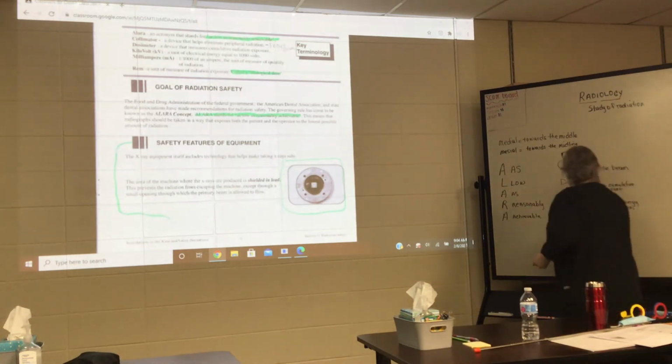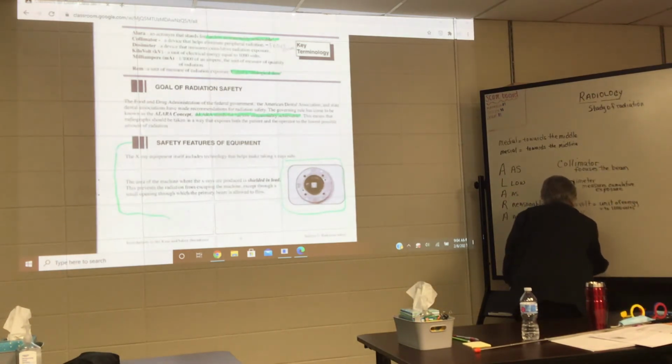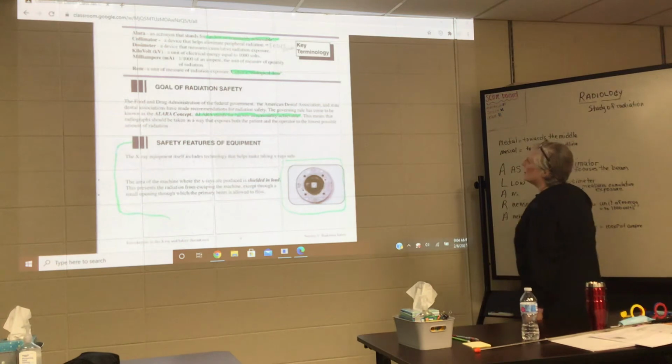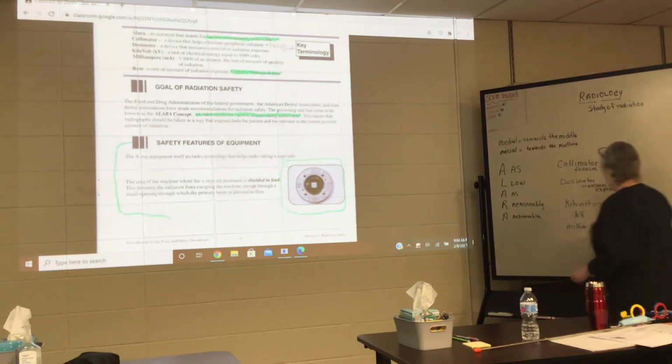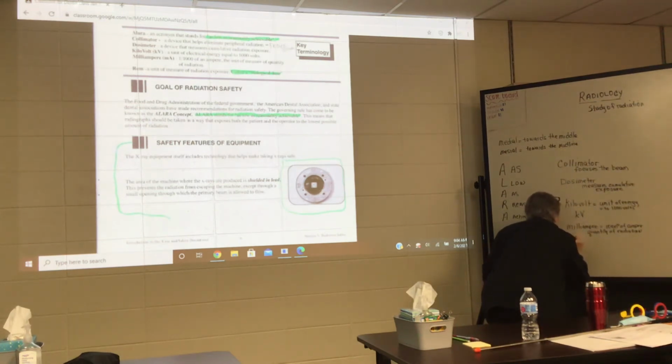Okay, and a milliampere. A 1,000th of an ampere, the unit of measure of quantity of radiation. Quantity. Okay, it's quantity of radiation, and it is abbreviated as an MA.